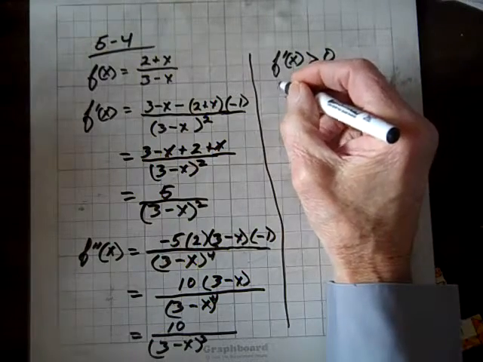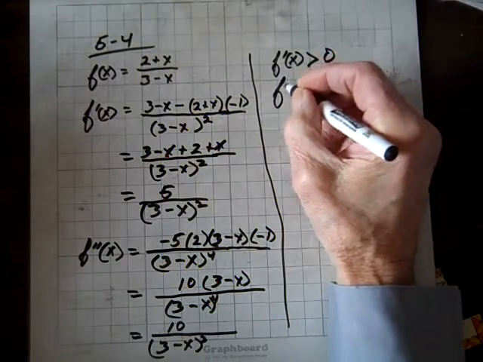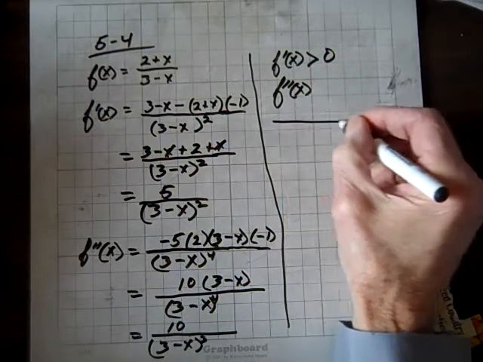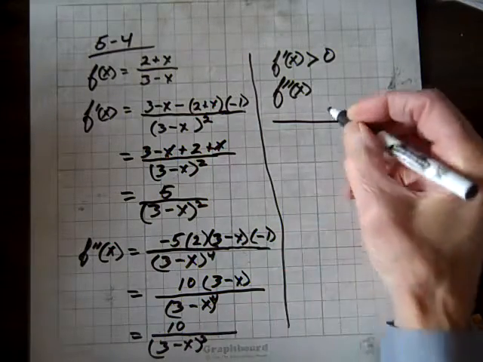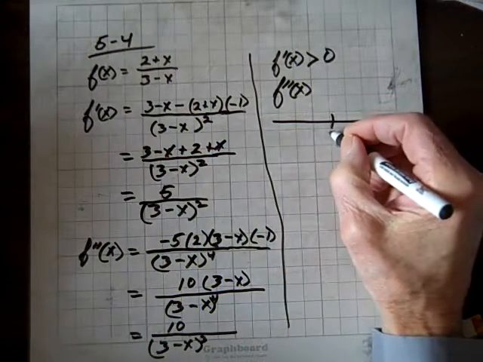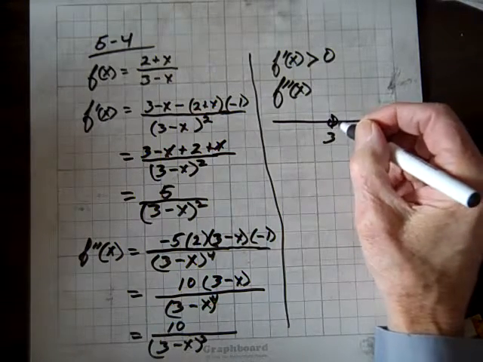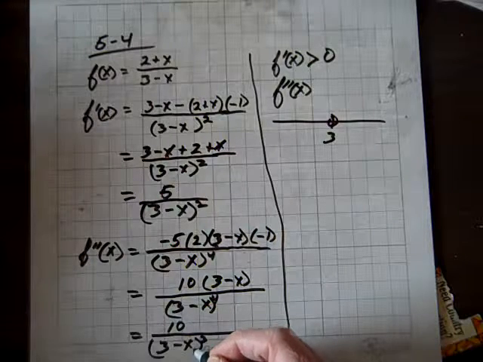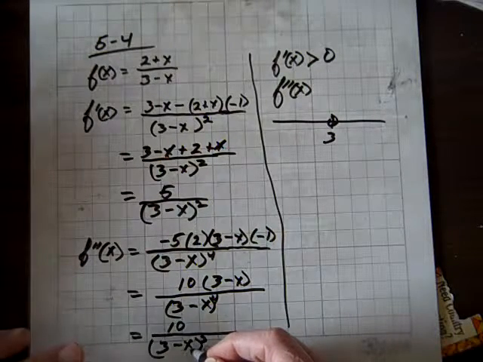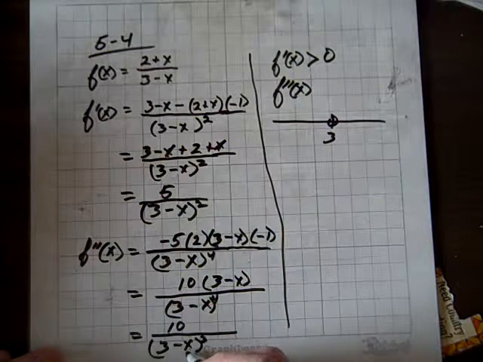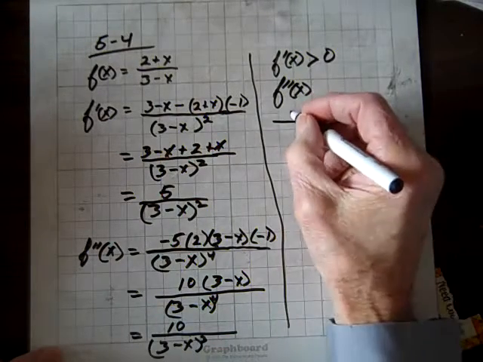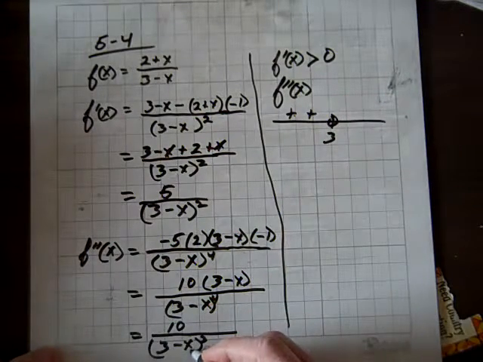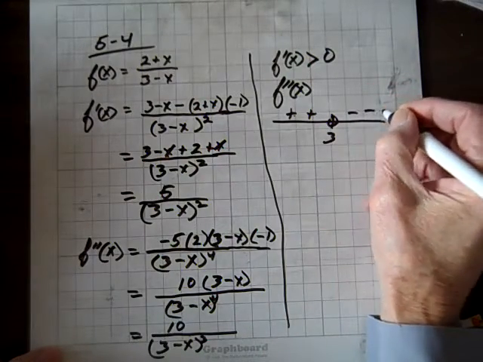And so f prime of x is greater than 0 for all x in the domain. For f double prime of x, we'll do a number line. And it's undefined at x equals 3, so we'll put a 3 here and an open circle. And now, if x is less than 3, then this will be positive. If x is greater than 3, this quotient will be negative.